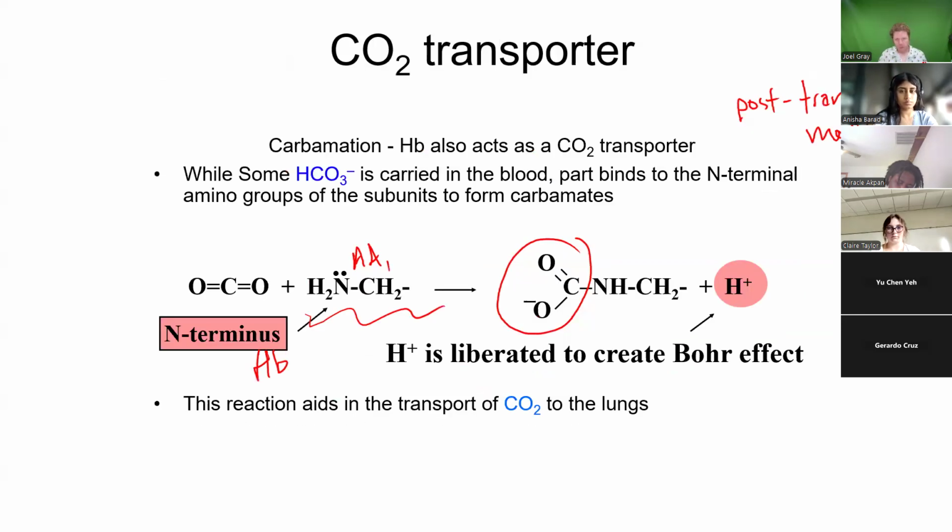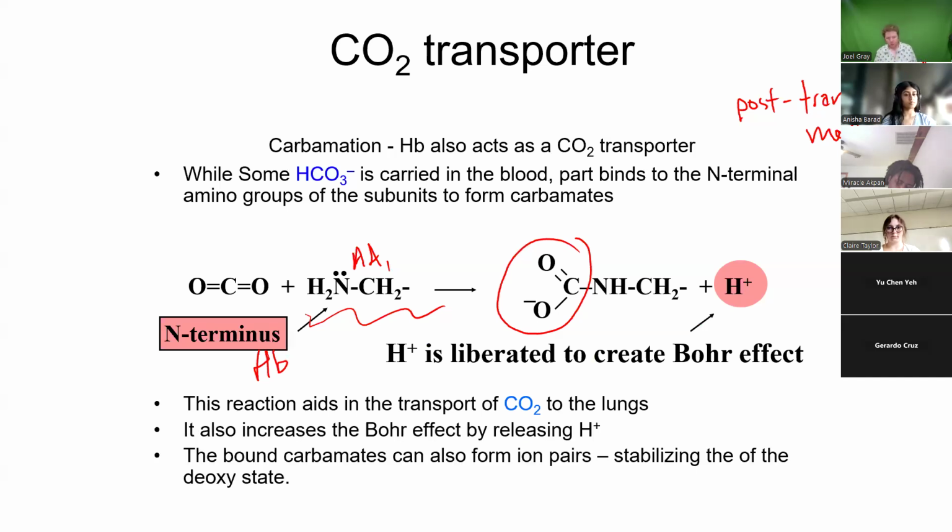Okay, now this reaction aids in the transport of CO2 to the lungs. So HCO3 is one way in which CO2 gets back to the lungs, but then slapping the CO2 directly onto the N termini of hemoglobin also helps CO2 get back to the lungs. It also increases the Bohr effect by releasing hydrogen ions. The bound carbamates can also form ion pairs, stabilizing the T state or the deoxy state.